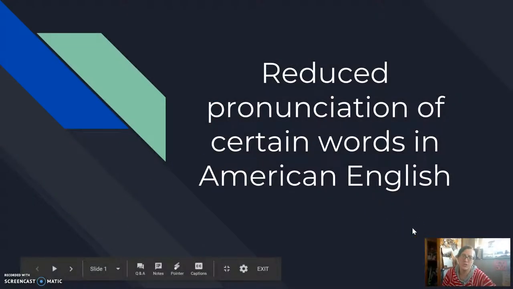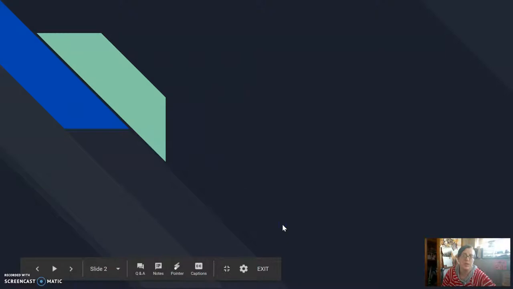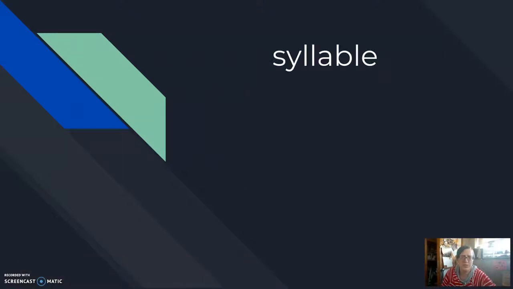Again, we're looking at the reduced pronunciation. Remember, the word reduce means make smaller, make something less. My reduced pronunciation of certain words in American English. Again, remember that there are three important things we have to think about, and the most important is the syllable. Remember that a syllable is the chunk, the piece of a word. Each word in spoken English can be divided into different pieces, and we call those pieces of the word a syllable. The word syllable has three pieces.